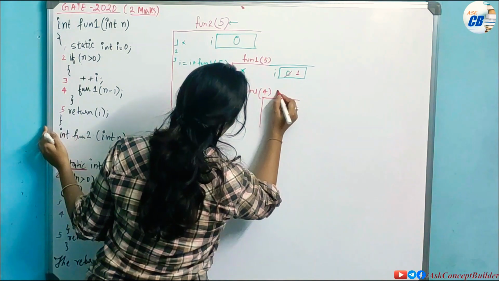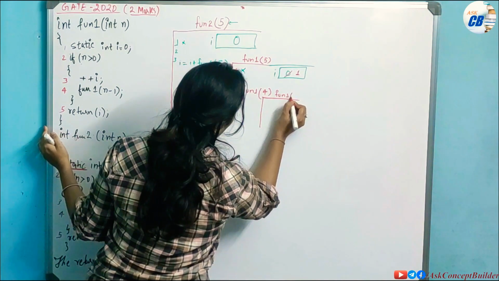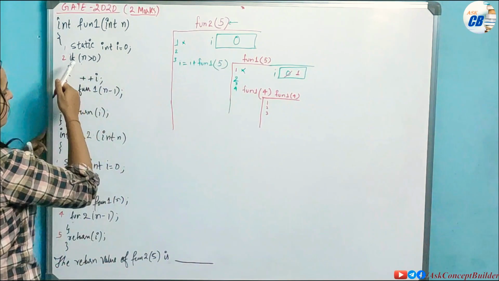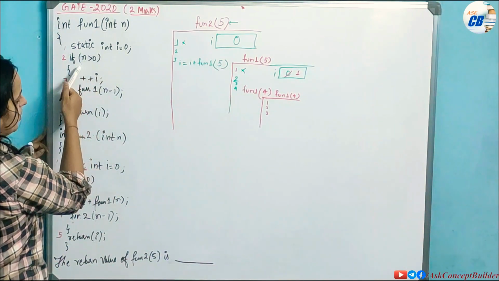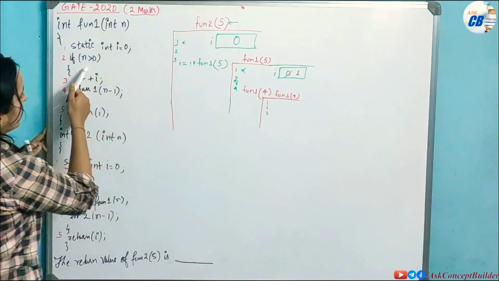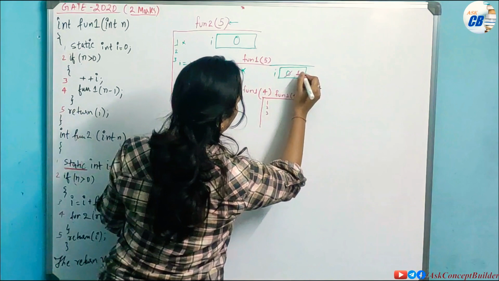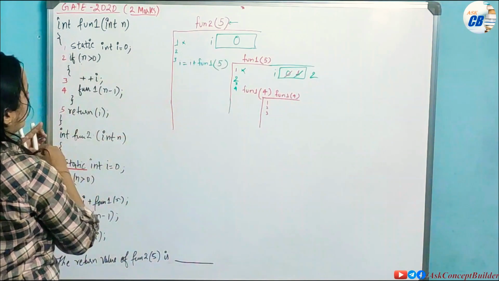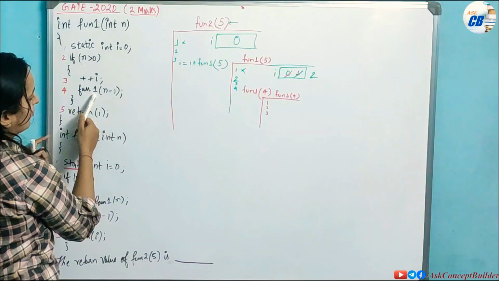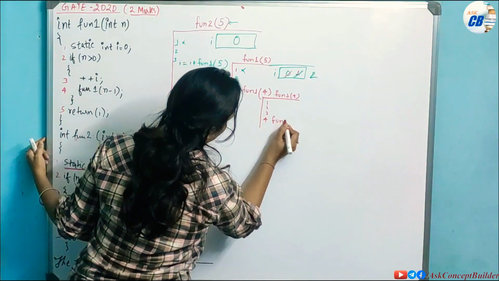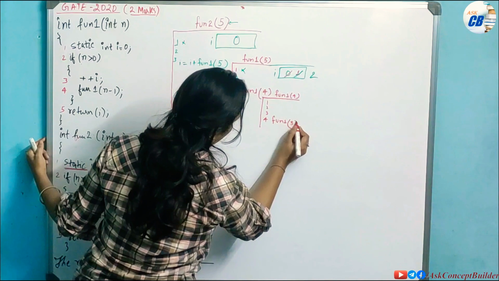So again we will call this function fun1(4), and all the steps will be executed again. The first step will not be executed; n is equal to 4 now. 4 is greater than 0, the condition is true, then ++i. So the i value will be incremented from 1 to 2. Then again you have to call fun1(n minus 1). At the fourth statement it will call the fun1 function with n minus 1, so fun1(3).